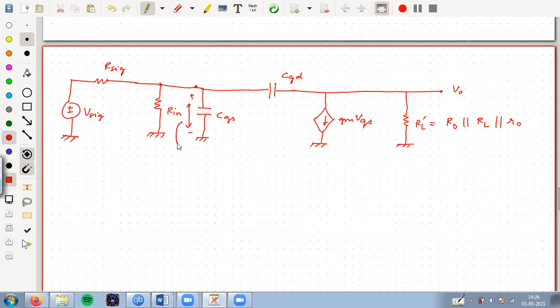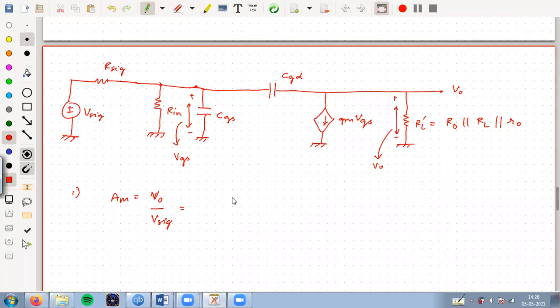We'll start. So this is VGS. Okay, so this is V naught plus minus. This is V naught. Right. So what is asked first? First thing is they're asking what is AM. AM is the midband gain, which is V naught divided by V signal, the overall gain of the amplifier.